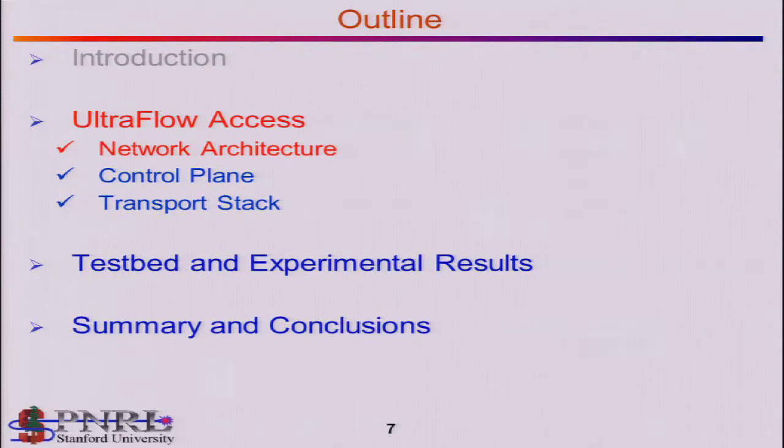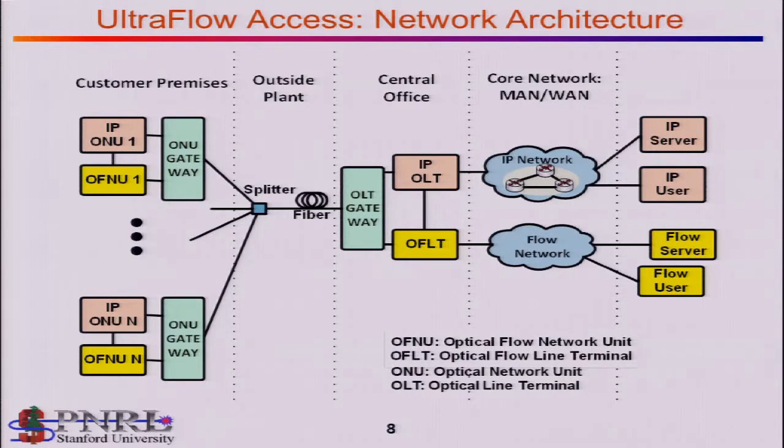Then I will discuss some of the details of the Ultraflow access network. So this is the general architecture of an Ultraflow access network. We have 3 additional nodes here compared to a conventional IP PON, namely OFNU, Optical Flow Network Unit, OFLT, Optical Flow Line Terminal, and gateways. So OFNU and OFLT are the counterparts of ONU and OLT for the flow service. They regulate and manage all the flow transmissions on the user premises and at the central office. And we have the gateway to separate the operating waveband of the IP channel and flow channel. And depending on the configuration or the specification of the transceivers at the OFNU or OFLT, the gateways may also be used to separate the upstream and downstream flow transmissions.